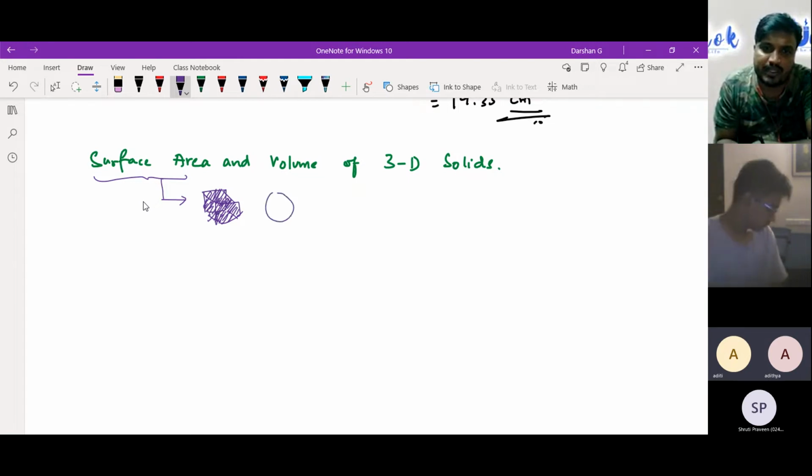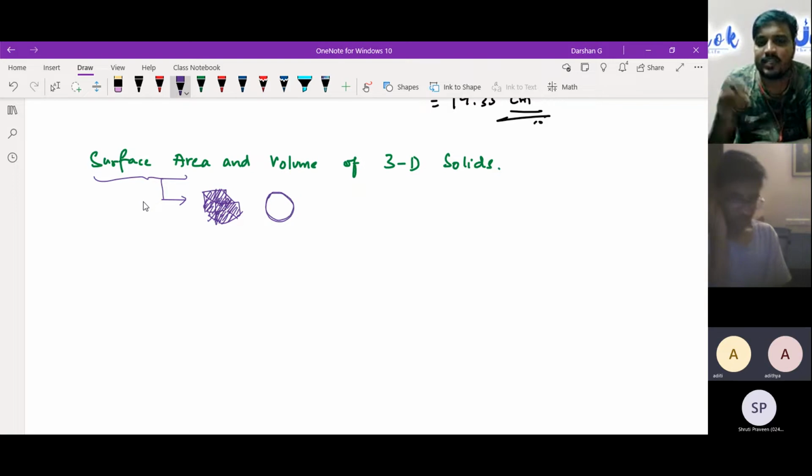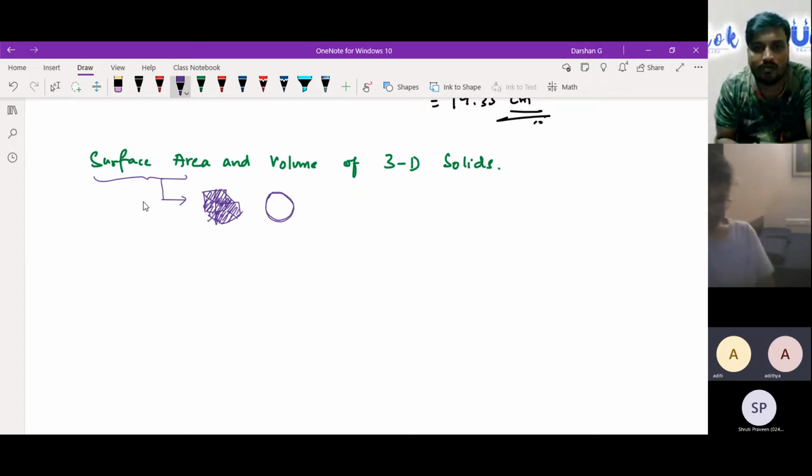Similarly, for the sphere, the complete covered area, the outer area, we call it surface area. Similarly, for a cone, and different kinds of 3D objects, you have this thing.